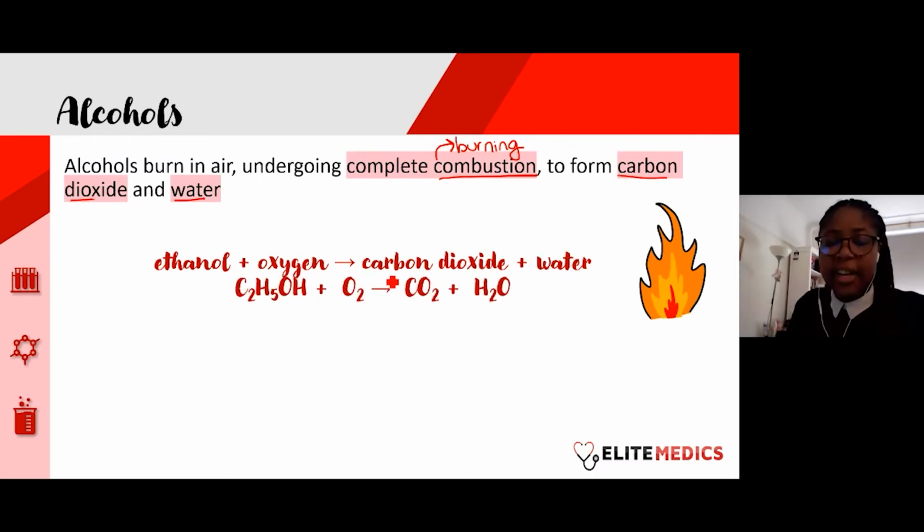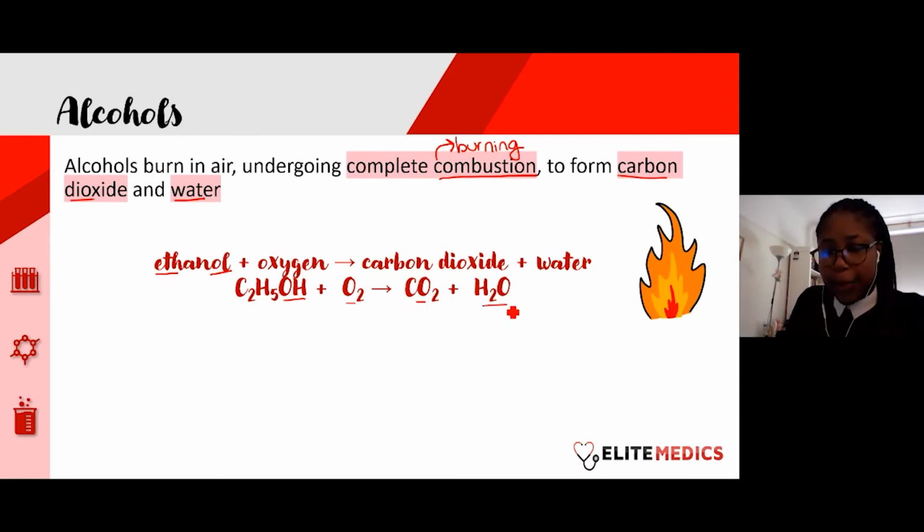And here we have the symbol equation for this. So we have C2H5OH for ethanol, which makes sense because we know if it starts with eth, that means it's got 2 carbon atoms, and it ends with ol, so we know it's going to have the OH functional group. So that shows you that that's going to be ethanol. And it's going to burn in air to react with oxygen, O2, to make our products carbon dioxide, CO2, and water, H2O.